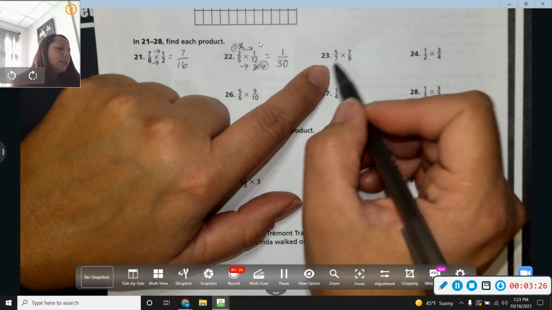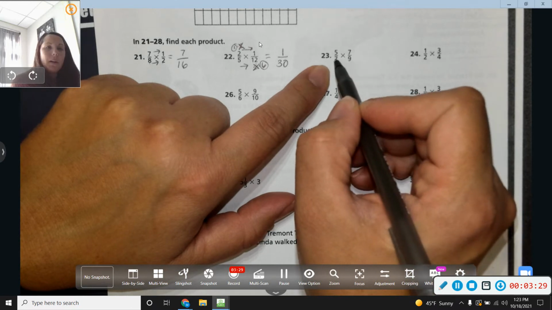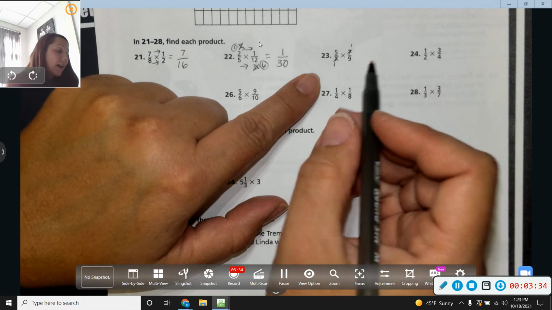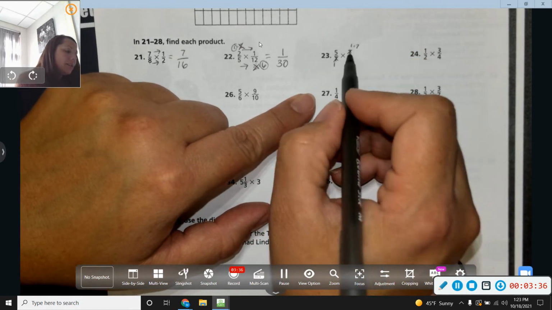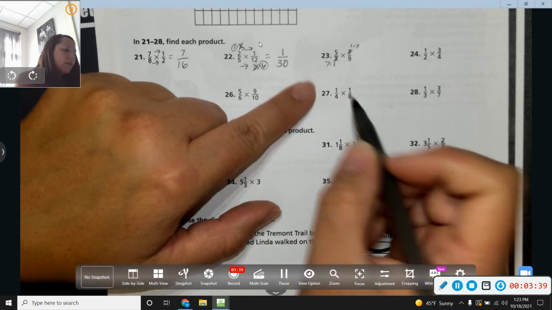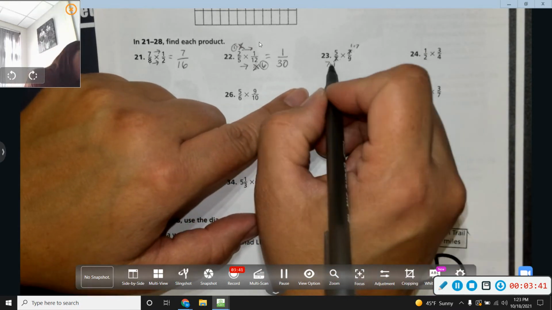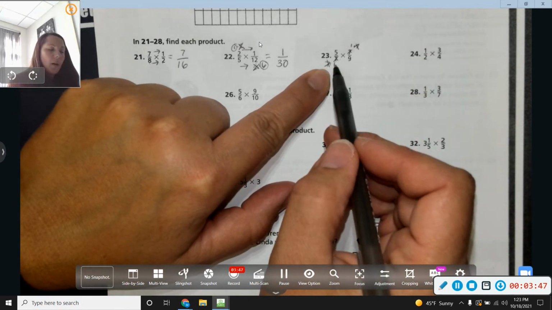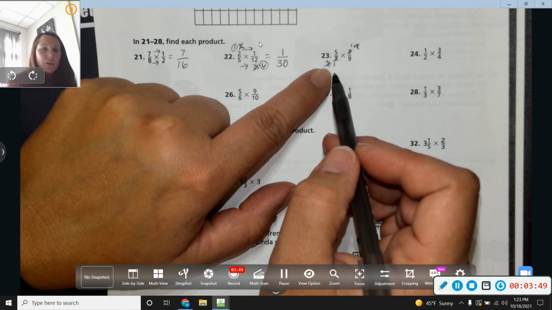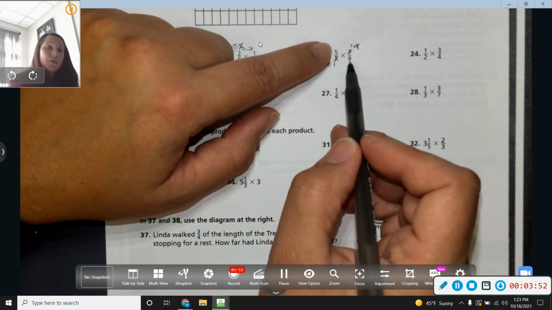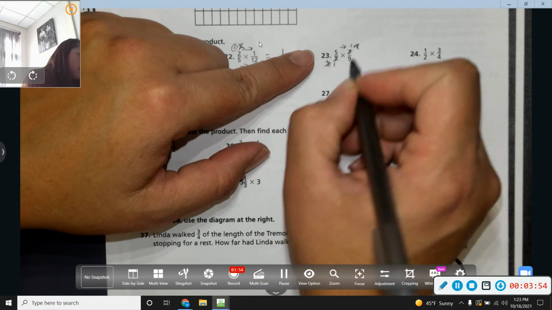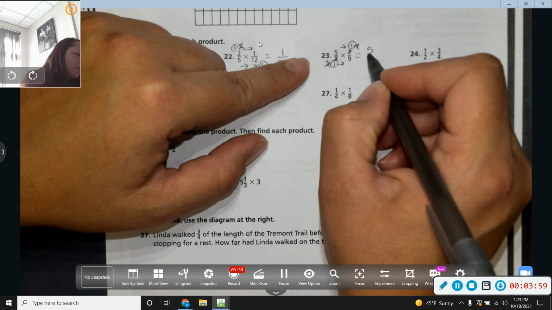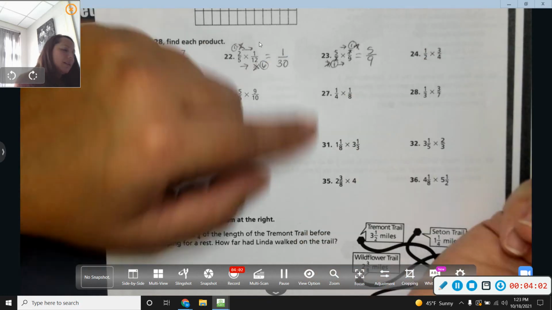I love it when this happens. When you have the same number, you can cross them off and make them ones. Because I know 1 times 7 is 7, and 1 times 7 is 7. So I want to get rid of my bigger number and reduce it down to my smaller number. Okay? So I've changed those both to ones. 5 and 9 do not reduce any further. I can't divide anything out. So I multiply straight across. 5 times 1 is 5. 1 times 9 is 9.